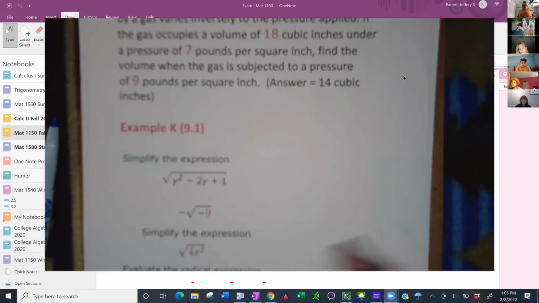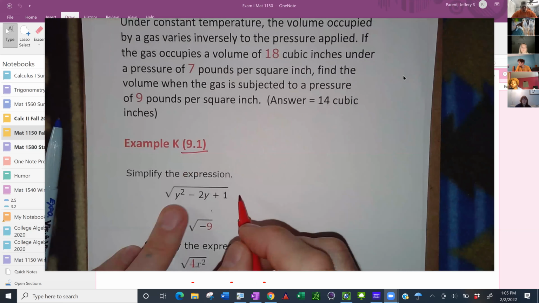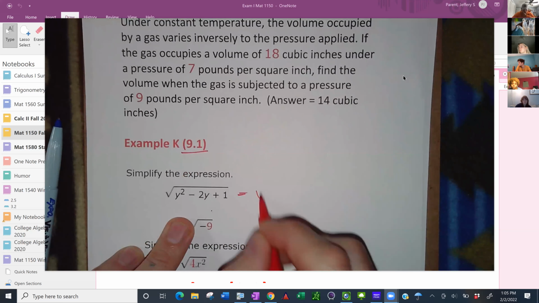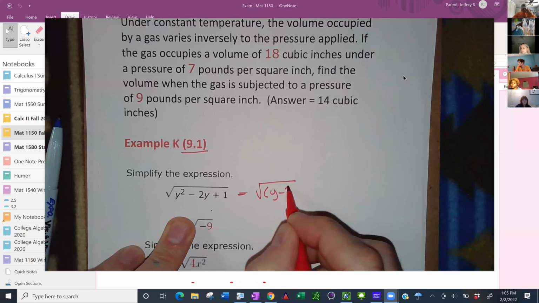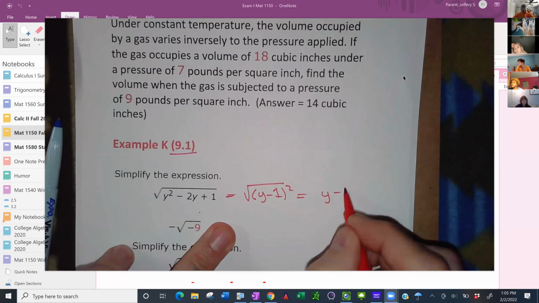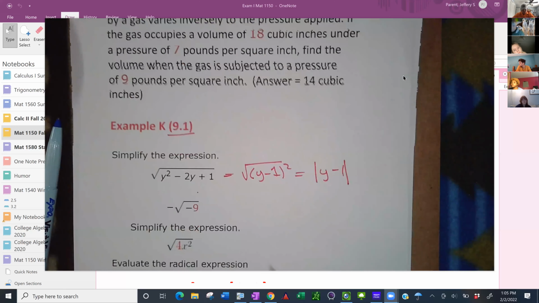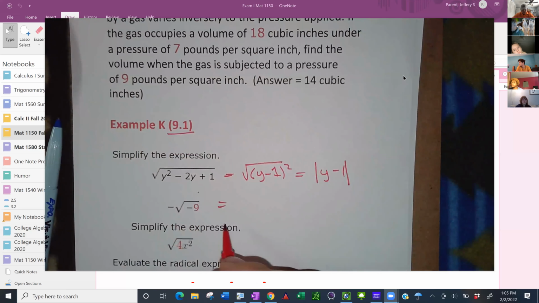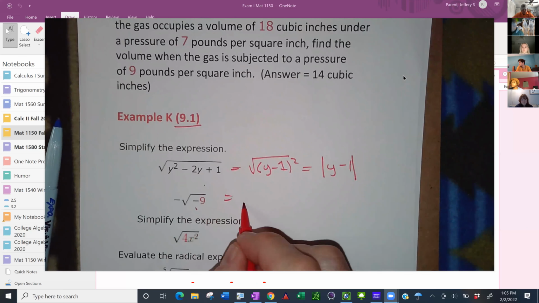All right, last little bits here. So section 9.1, you can simplify this as y minus 1 squared. And then further simplify this as not just y minus 1, but the absolute value of y minus 1. Reagan, this one's your favorite. How does this one simplify? What would I write?